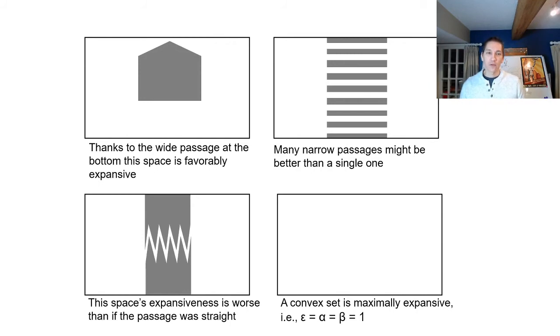Here is another set of examples. For this upper left example, the wide passage in the bottom makes this a pretty expansive space. If you have many narrow passages, this gives you a higher chance of connecting the left and the right halves in the upper right example than just having a single narrow passage. Now, if your narrow passage is crooked, you typically have worse visibility properties than if that narrow passage was straight. And finally, if you have a convex set in any dimension, it's maximally expansive, with epsilon, alpha, and beta all equal to 1. So essentially, you only need a single point to capture the connectivity of a convex set.